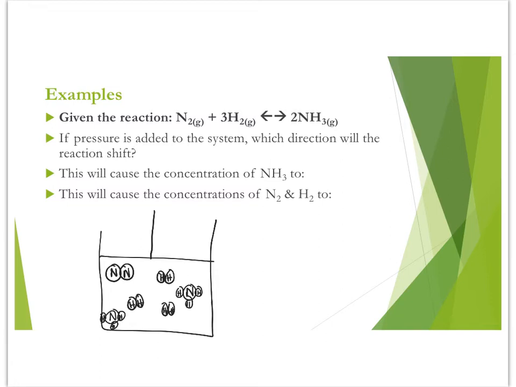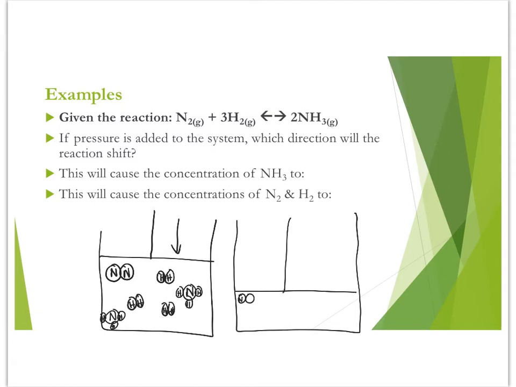If I add pressure to the system, that means I'm pushing down on the plunger to decrease its volume. So let's say I do this. I'm not changing the number of molecules. I'm just going to put them closer to one another. I'm not changing how fast they're moving. So you can see, obviously, there's less space in between these particles.